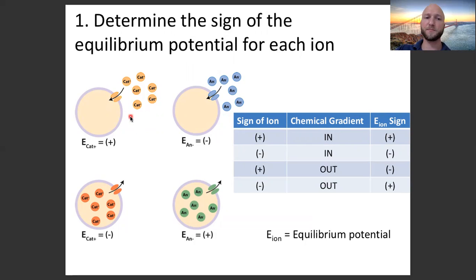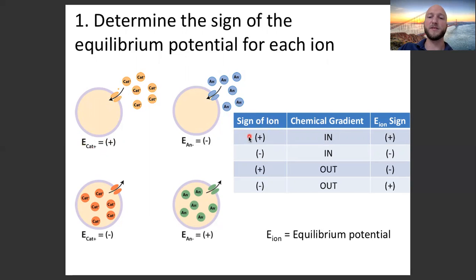So right here, we look at this. Let's start with the top left example. In this top left example, we have this cell here. We have a cation channel, and as those ions move into the cell, you can see that it's positive. We're going to be adding positive charges to the cell. Since we are adding positive charges, the cell is going to become more positive. So the equilibrium potential for cation plus is positive.